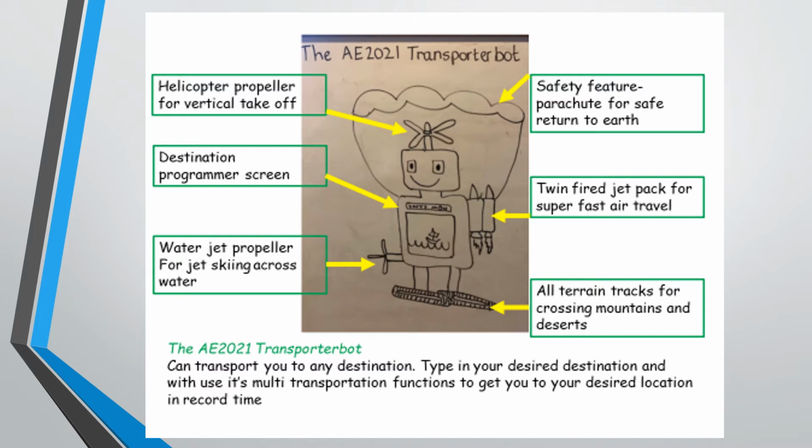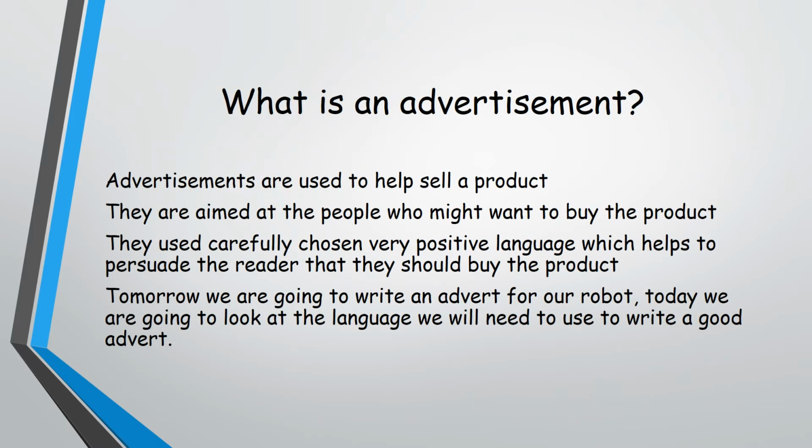So today we're going to be looking at what's important to include in an advertisement. Okay. So advertisements are used to sell things. They are directed at a certain group of people. So my group of people for my robot would be people who want to travel. And they use really careful, positive language that makes the people that see the advert or read it think, I must have that thing. Tomorrow, when we're writing our advert, we're going to be looking at the language that we'll have to use to write a fantastic advert.